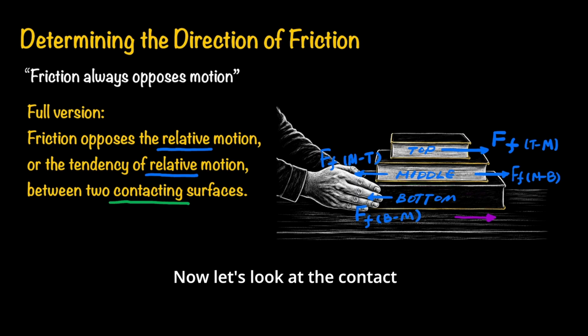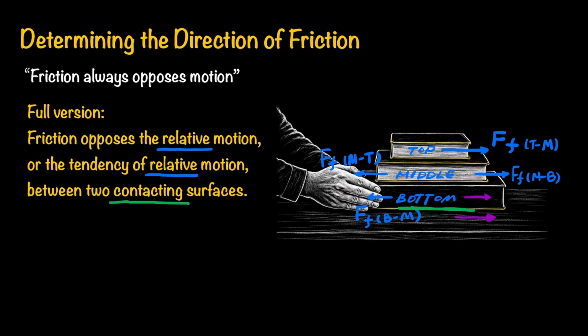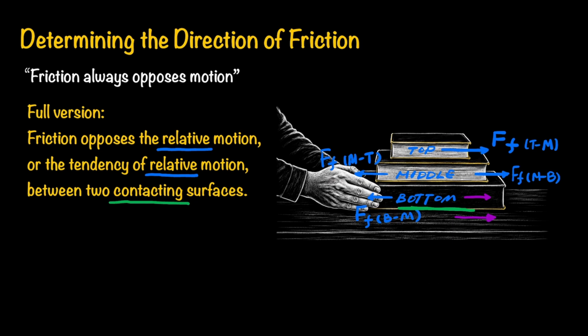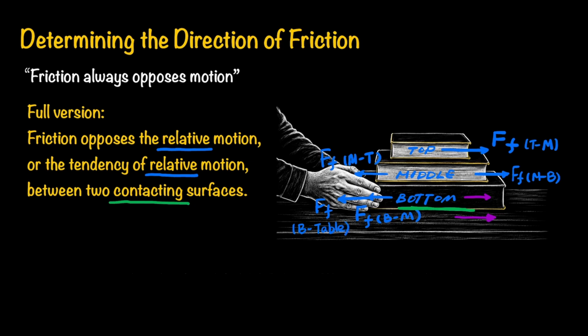Now let's look at the contact between the bottom book and the table. In this case, the bottom book is actually moving forward relative to the table. So the friction force from the table opposes that relative motion. Therefore, the friction force from the table on the bottom book points to the left. So the bottom book has 2 friction forces, and in this case, they both point to the left.